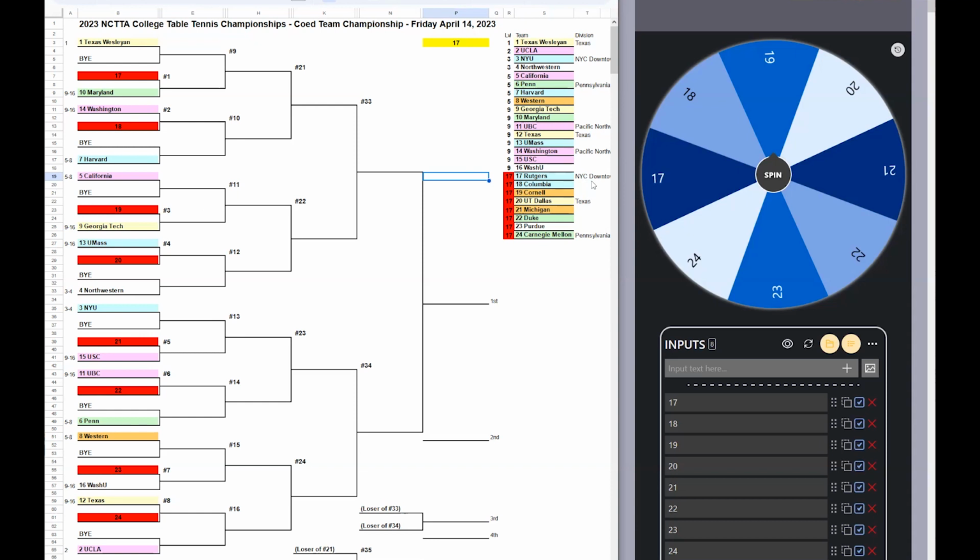Rutgers is in the same division as NYU, so Rutgers must go in the top half. In addition, they should be separated from these other teams in the Northeast. So 17 and 19 for Rutgers. Columbia probably should go in this quarter since there are no Northeast teams in that quarter. Cornell and Michigan: one of them should go in the top half, and the other one could be in any of these 6 places.